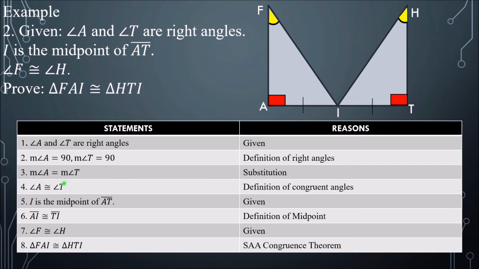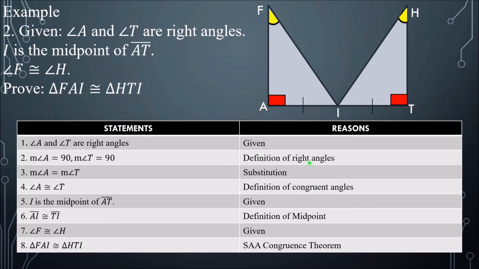The measure of angle A is equal to the measure of angle T. And that is substitution, because 90 is equal to the measure of angle T. So you just substitute the measure of angle T to 90. As a result, the measure of angle A is equal to the measure of angle T, and the reason is substitution. Next, angle A is congruent to angle T. Because the measure of angle A is equal to the measure of angle T, then angle A is congruent to angle T. That is the definition of congruent angles.